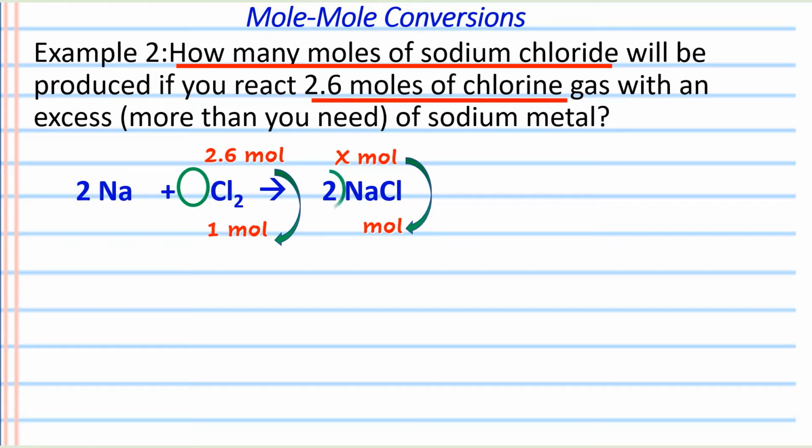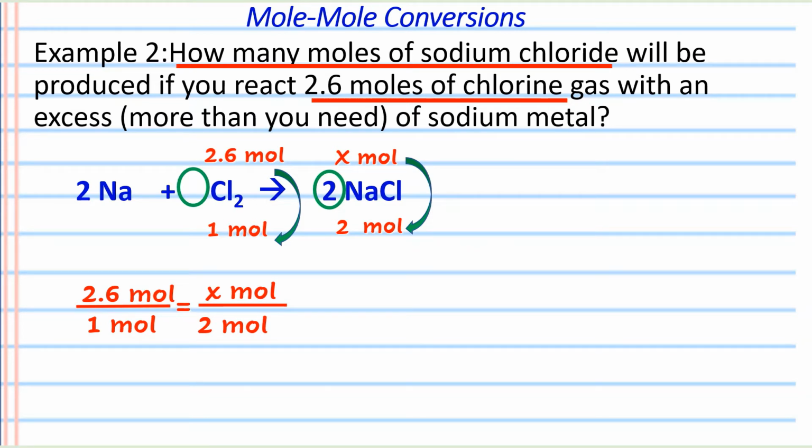And looking at the sodium chloride, its coefficient is 2. The coefficient means there's 2 moles, so I'm going to write 2 moles underneath the sodium chloride. Step 4 was to set up our proportion. Remember, we're going to take the numbers above the reaction, make those the numerators, put the numbers below the reaction as the denominators, and set them equal to each other to solve. So we should have 2.6 moles over 1 mole is equal to x moles over 2 moles.